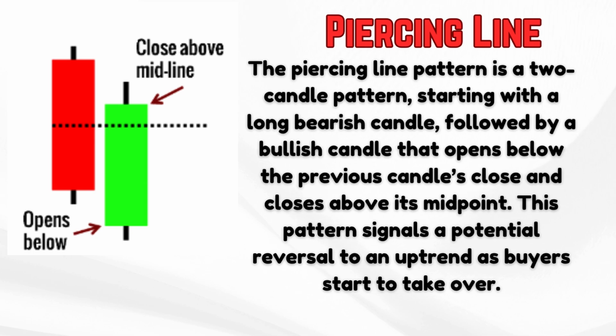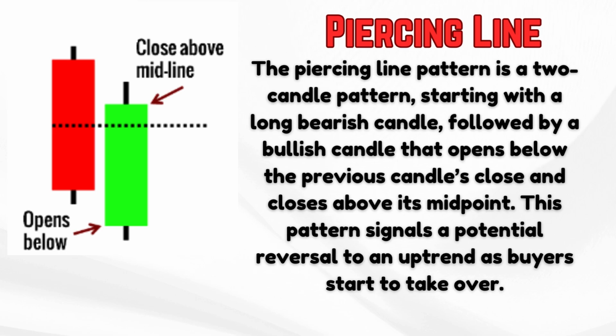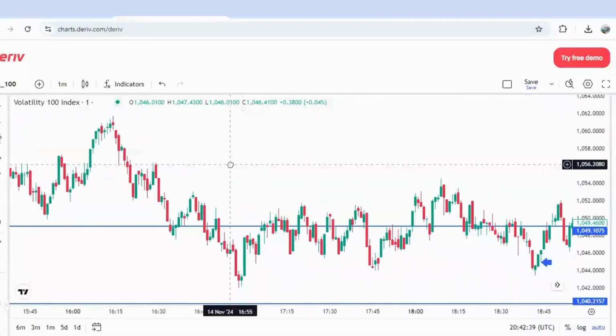Our fifth candlestick that we have here is the piercing line. A piercing line is a two candle formation that appears during a downtrend. The first candle is a large bearish candle. The second is a large bullish candle that opens below the previous candle's low and closes above its midpoint. The piercing line pattern suggests a potential reversal from a downtrend to an uptrend. The pattern shows that buyers are beginning to step in as the second candle's strong upward movement pierces more than halfway into the first candle's body, indicating a potential shift.